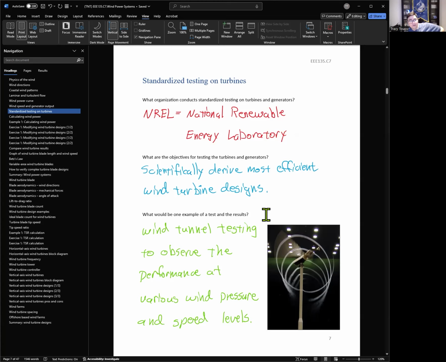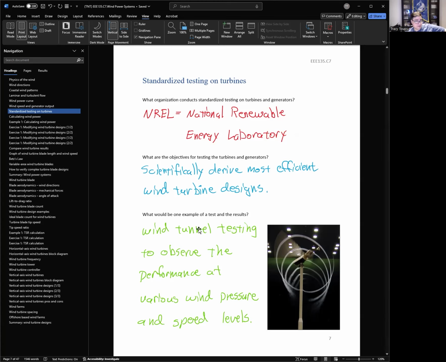Now, how does the national lab do this? Well, they have to scientifically derive the most efficient wind turbine designs. That's one of their jobs. The whole reason we do this test is to say design A is the best, B and C and D are not as good. And as a consumer, you need to know which one's the best or which one's the worst, so you're not getting cheated.